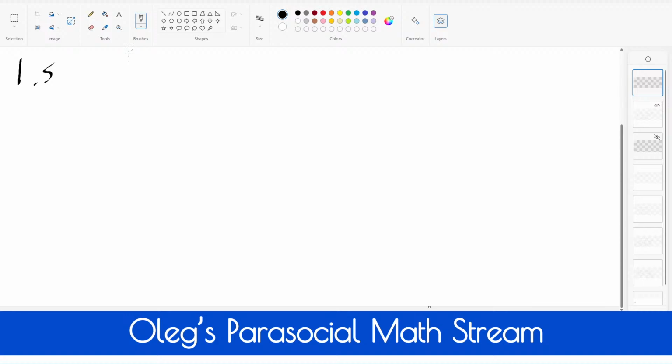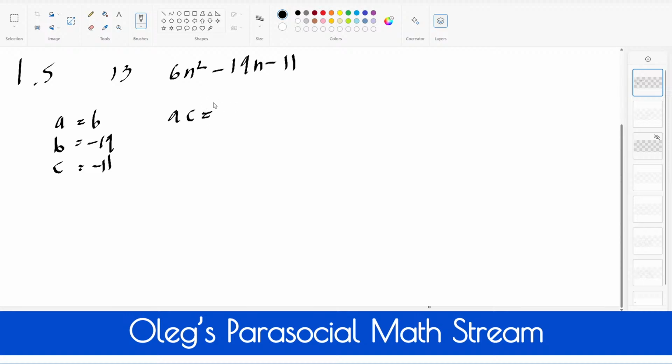Okay, 13. So now we're going to do what is this? 6n squared minus 19n minus 11. What is our form? Where we have, what is a, b, c? These are our coefficients: 6, negative 19, negative 11. What is ac? What is that equal to? That's going to be negative 66.